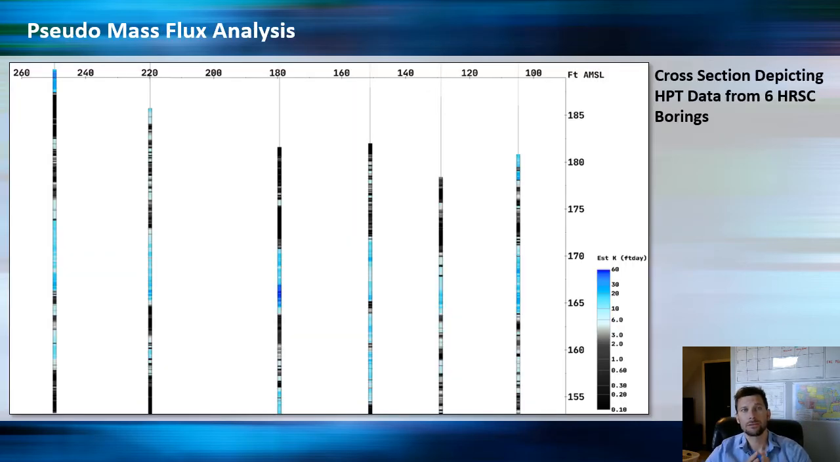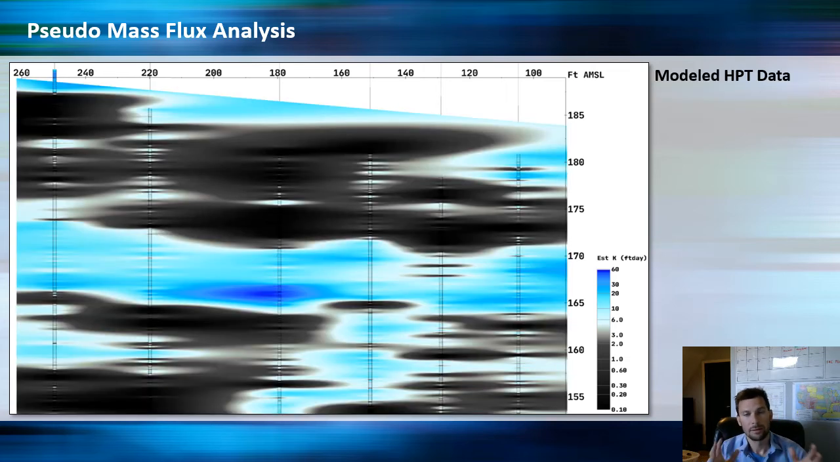And then finally, the last tool is a pseudo mass flux analysis, I like to call it. Essentially what we're looking at here is hydraulic profiling tool data, once again in side view from 6 borings. And we've got an estimated hydraulic connectivity shown. You can see the blues are higher K units and the grays and blacks are lower Ks. You can see the units really well, but if you connect the dots, it makes a lot more sense. Basically, the blues correspond to sandier zones, the grays and blacks correspond to clayier zones.